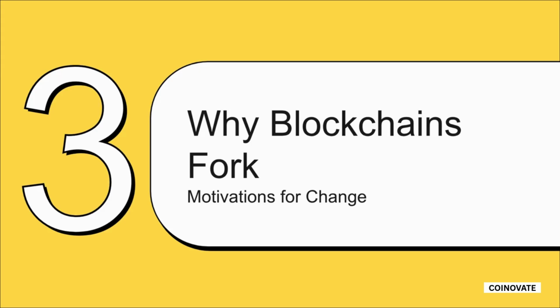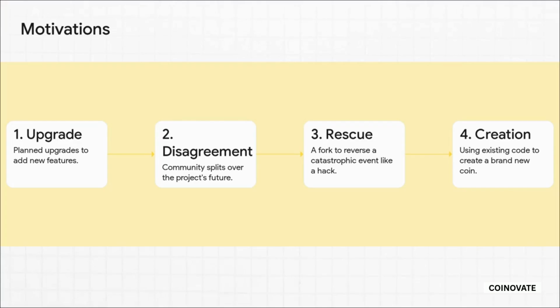Why would a community risk a major split, or even just push a small update? What's the motivation? Well, it turns out there are a few really common reasons. First up, you've got your standard planned upgrades. The community gets together and agrees, hey, let's add some cool new features. Pretty straightforward. Then you have the more dramatic stuff, deep, fundamental disagreements about where the project should go.